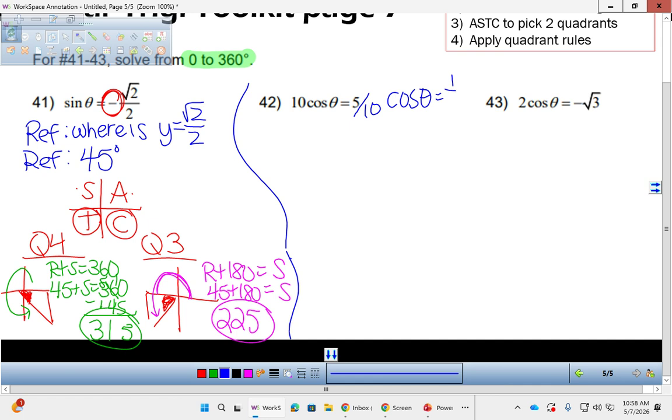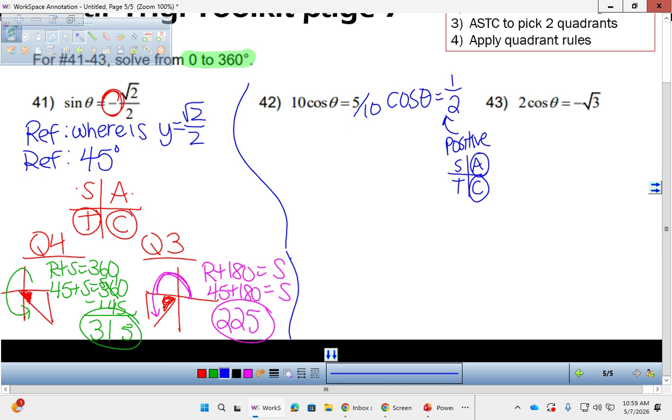So cosine is 1/2. That number is positive. Right? It's a positive 1/2. So when I'm thinking about this, which 2 quadrants is cosine positive in? So my answers have got to be 1 and 4.